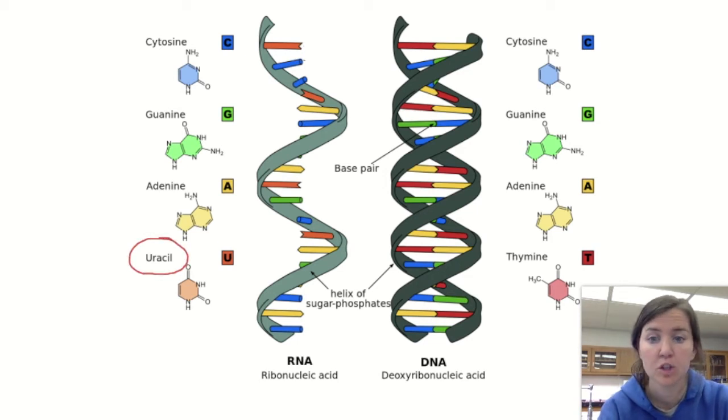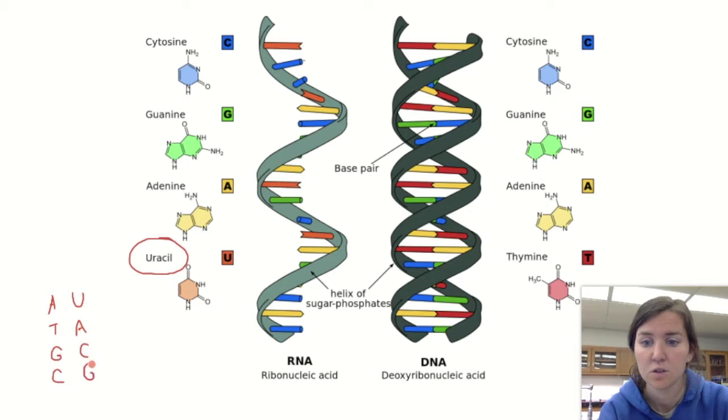So the base pairing rules for RNA to DNA: if we have DNA that has A, T, G, C, the strand of RNA that would pair to that, we wouldn't have a T here, we would have a U, then an A, C, G, following those base pairing rules, okay? So uracil replaces thymine when it's RNA.